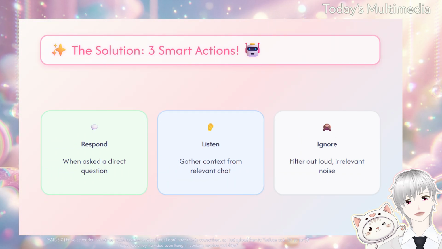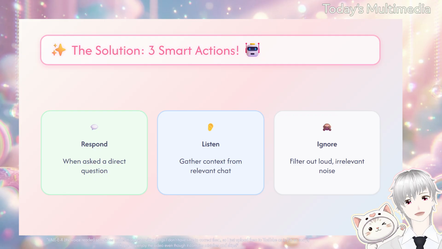To fix this, the researchers introduced a brand new speech large language model framework, which they named the Talker. The coolest part about this model is that it gives the assistant 3 specific actions to choose from. These actions are respond, listen, and ignore. That is right, the assistant actually has to decide whether it should speak up, whether it should just quietly listen to the conversation, or whether it should completely ignore background noises that do not matter.